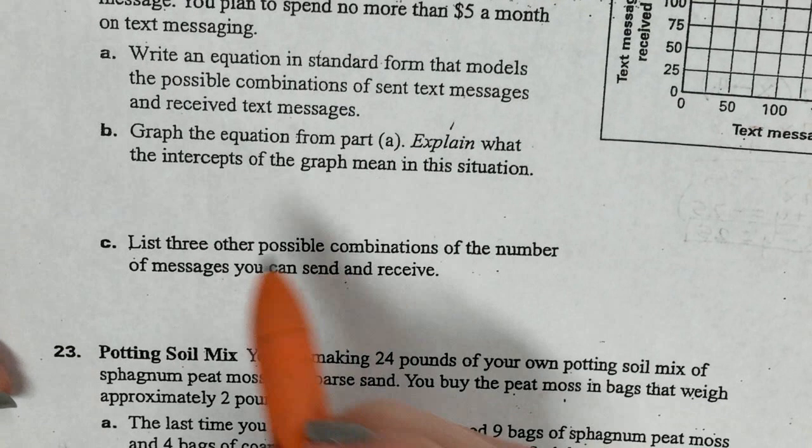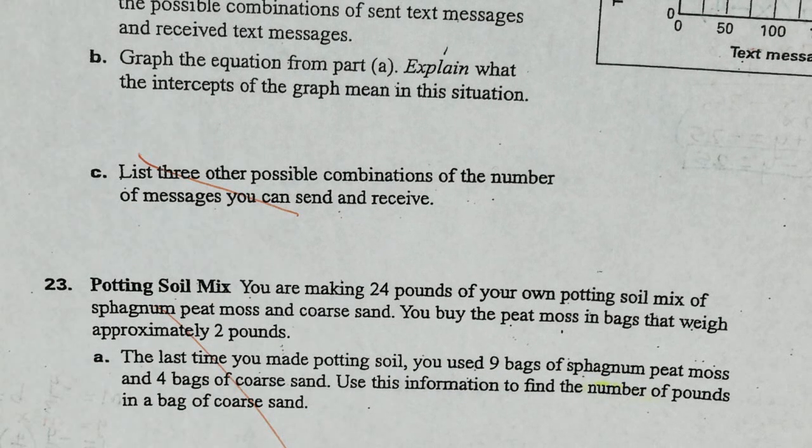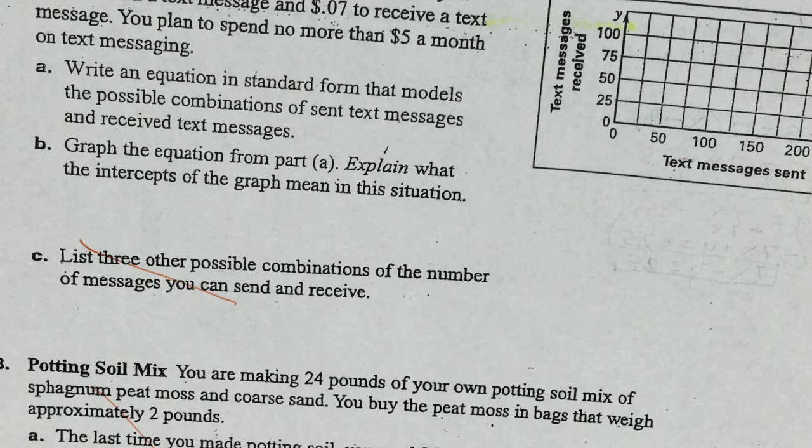And then number 22, you're going to do part A, part B. You don't have to do part C, and you don't have to do 23. So just 22, part A, part B. Are there any questions? Okay, you may start.